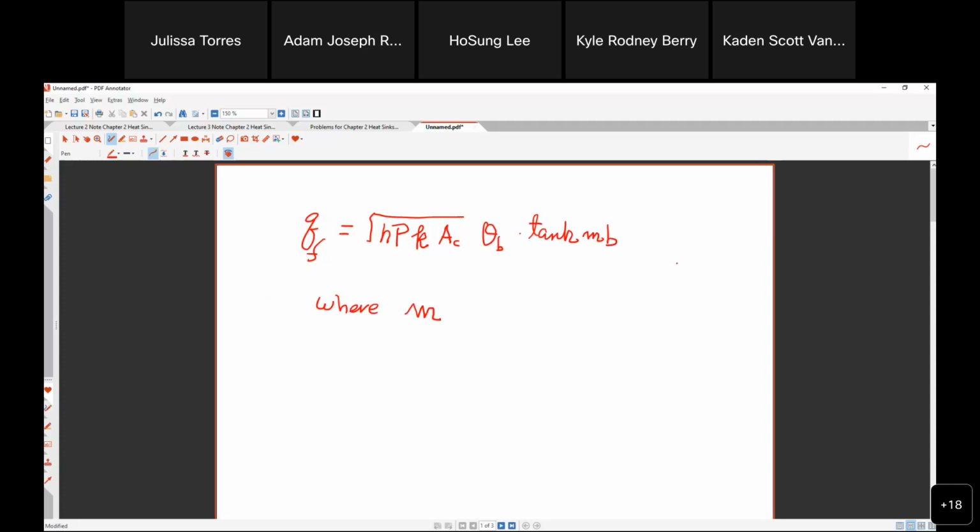Where I think this is equation 2.20. You can look at it, and we defined mb. What is m? m is the square root of hP over kA_c, and b is b. Okay.